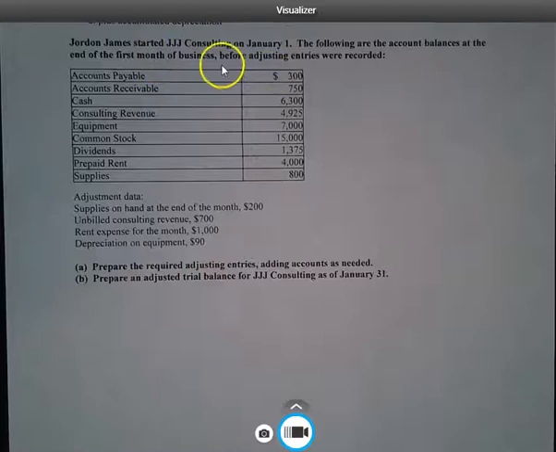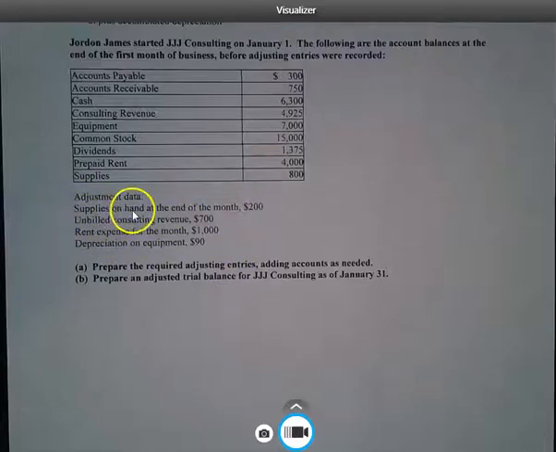I want to come back up here. I said this is basically an unadjusted trial balance. These are the figures for an unadjusted trial balance, but all these accounts are completely in the wrong order, and they're doing that on purpose. So, first thing it wants us to do is prepare required adjusting entries. Well, how do we know what we need to do? We're going to look right here.